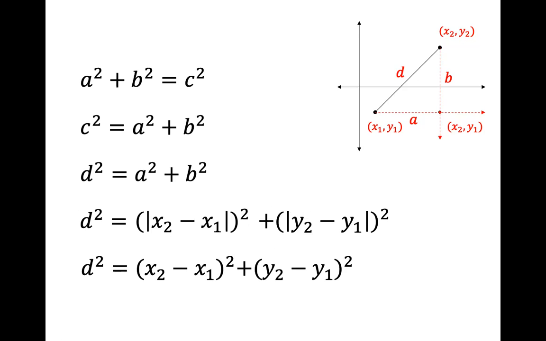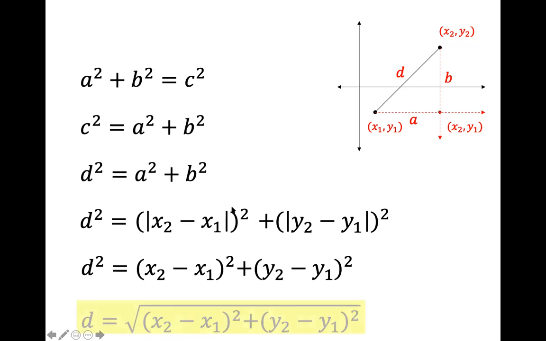Well, what was the original question? I've kind of forgotten. Oh, yeah, that's right. I'm trying to find out how long D is. Well, my formula right there says D squared, so all I have to do is take the square root of both sides, and boom, the square root of D squared is D, and there is that formula that you remember from algebra last year. This is the distance formula.